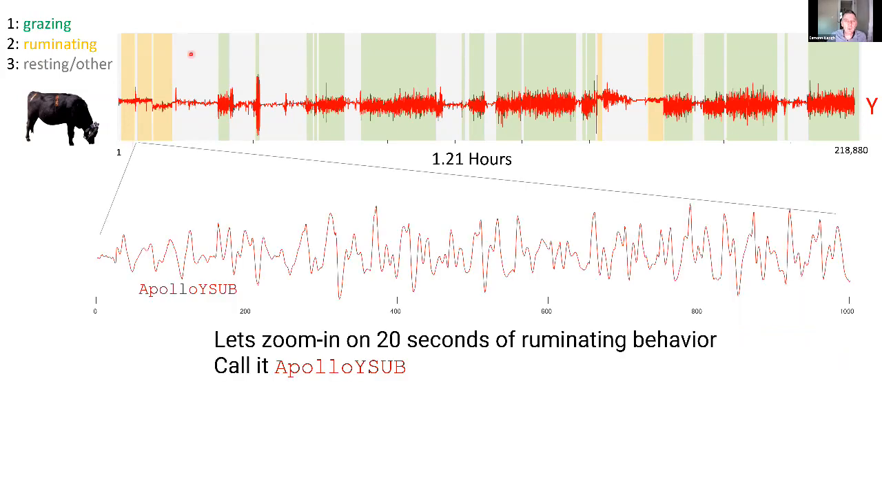So this data is too big to actually see easily. Let's zoom into a little bit of the data and we can analyze this. So here I have a small subsection of the data. It's about 20 seconds long. I'm going to call it Apollo Y subset, or sub. And this is some data. And it's not visually obvious right now what this means, right? But let's see what we can do with it.